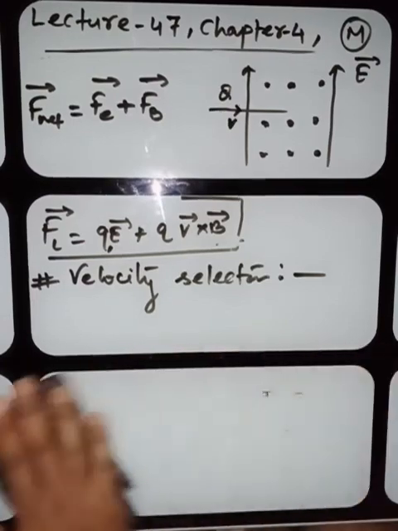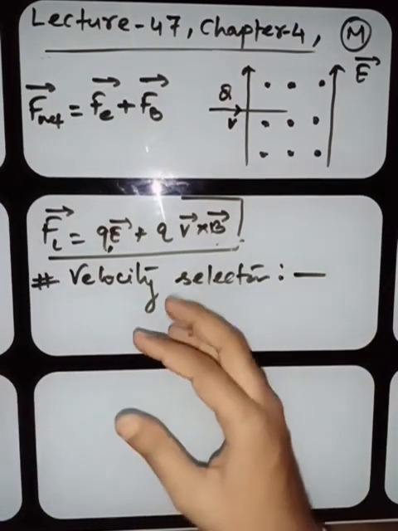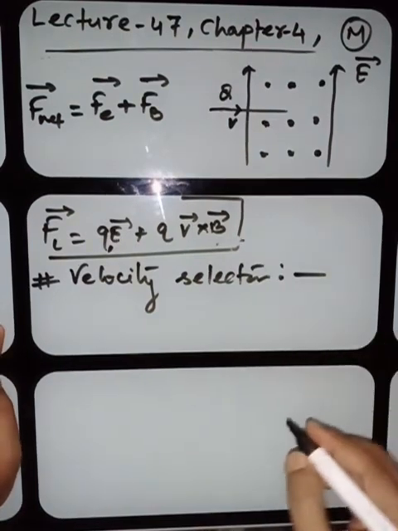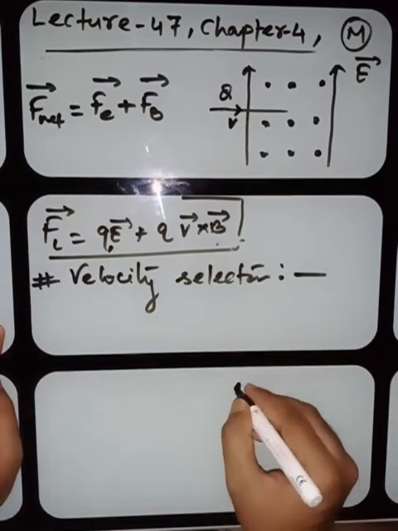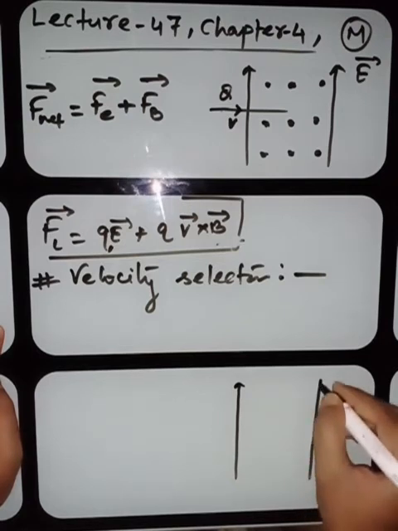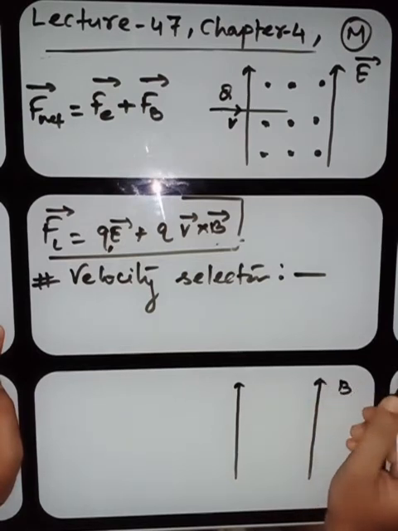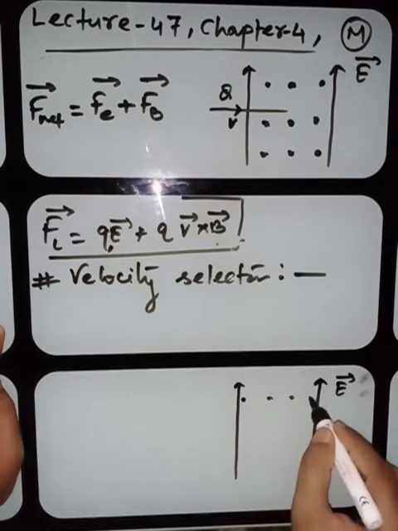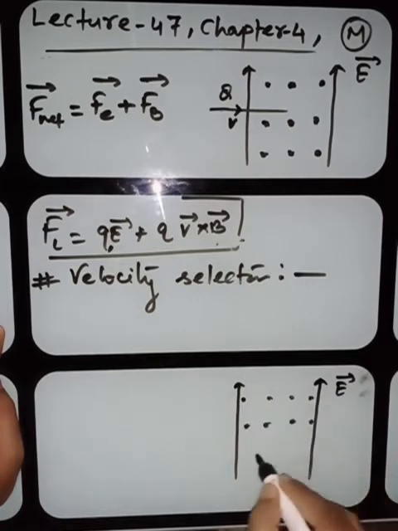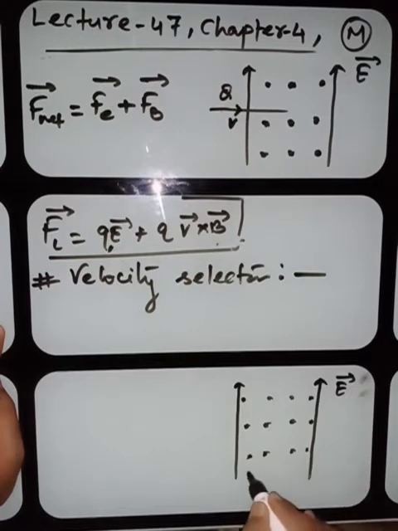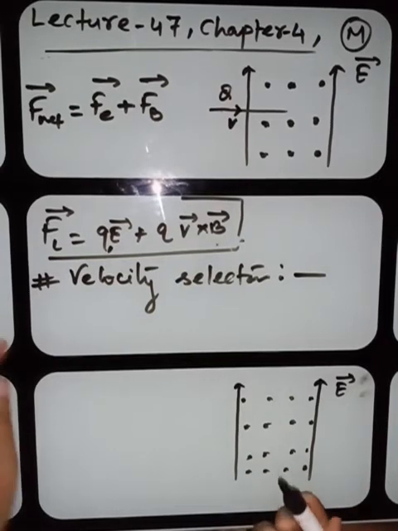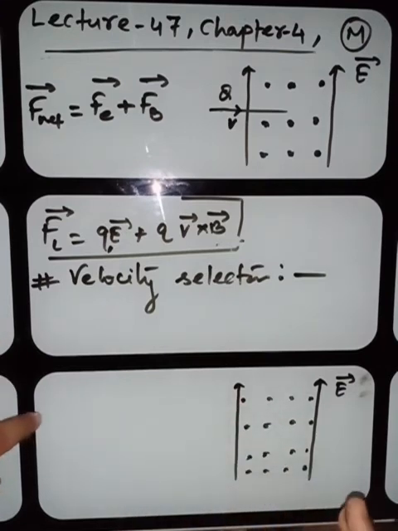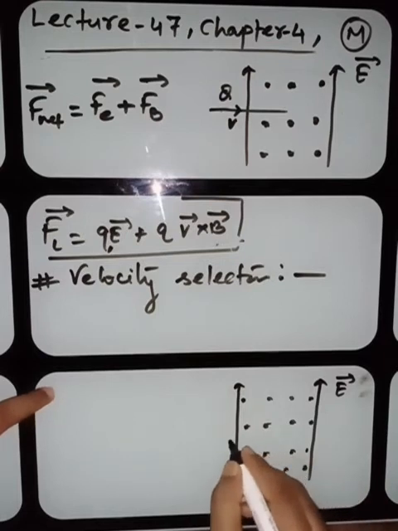Alright, now suppose we are having a tunnel. Okay, we have made a tunnel in this way. The magnetic field here, electric field in upward direction, and the magnetic field, this is the outward magnetic field. Okay, we are going to project here a charged particle.